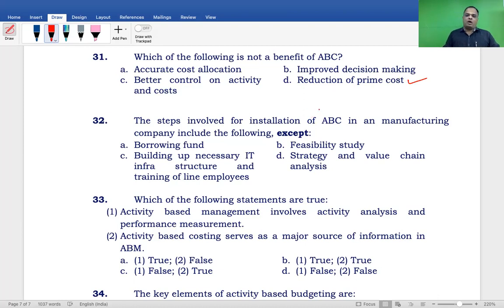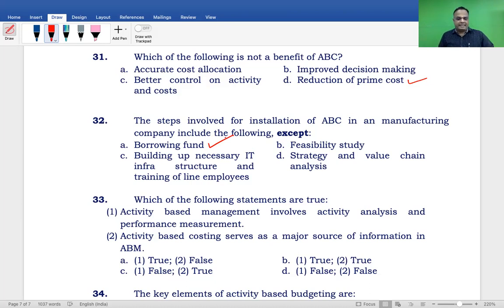Next, the steps involved in installation of ABC in a manufacturing company include the following, except. That is, what does not form part of the steps. First one, borrowing fund. Second one, feasibility study. Third one, C, building up necessary IT infrastructure and training of employees. Next, strategy and value chain analysis. First one, borrowing fund will not form part of it. Right or not? To install the same, other activities only we have to consider. Procurement of fund is not part of this particular ABC decision. Understand? To implement the ABC, what all we have to do, that only we can discuss.